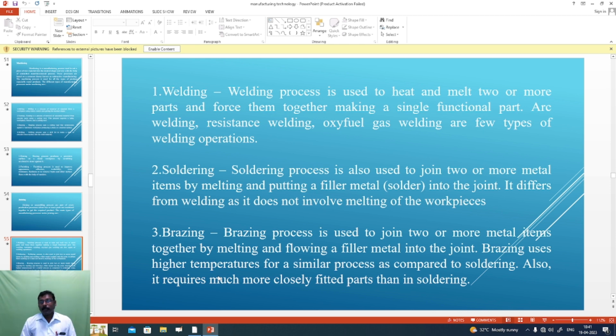And soldering. The soldering process is also used to join two or more metal items by melting and putting filler metal into the joint. It differs from welding as it does not involve melting of the workpiece. The brazing process is used to join two or more metal items together by melting and flowing a filler metal into the joint. Brazing uses a higher temperature for a similar process as compared to soldering. Also, it requires much more closely fitted parts than in soldering.